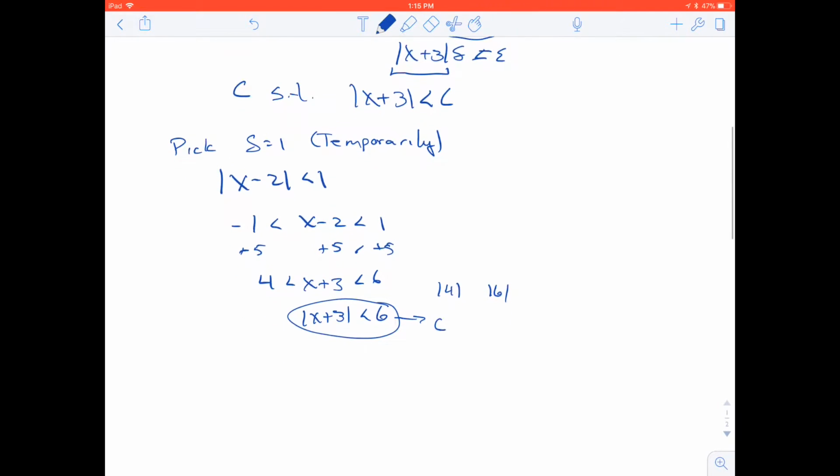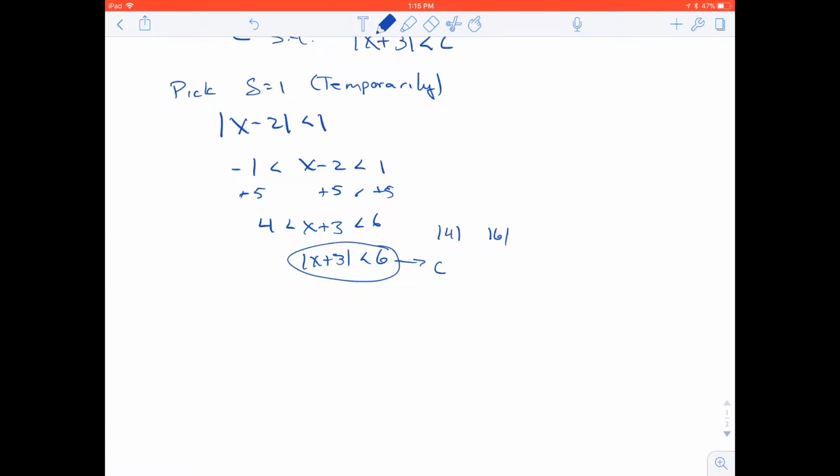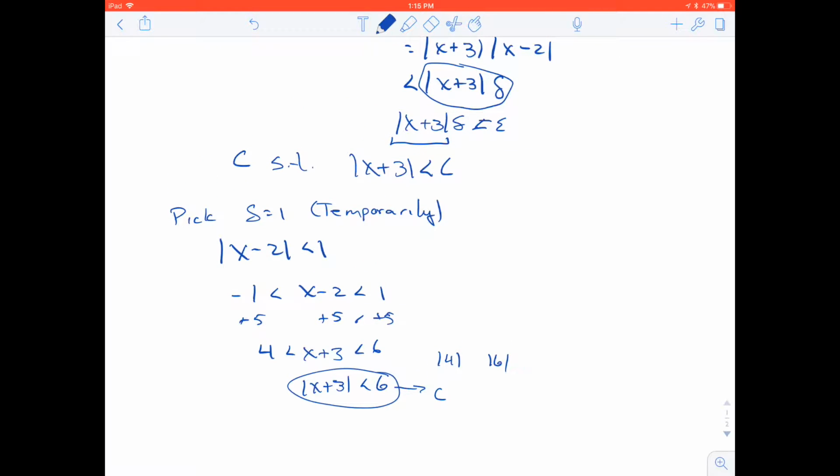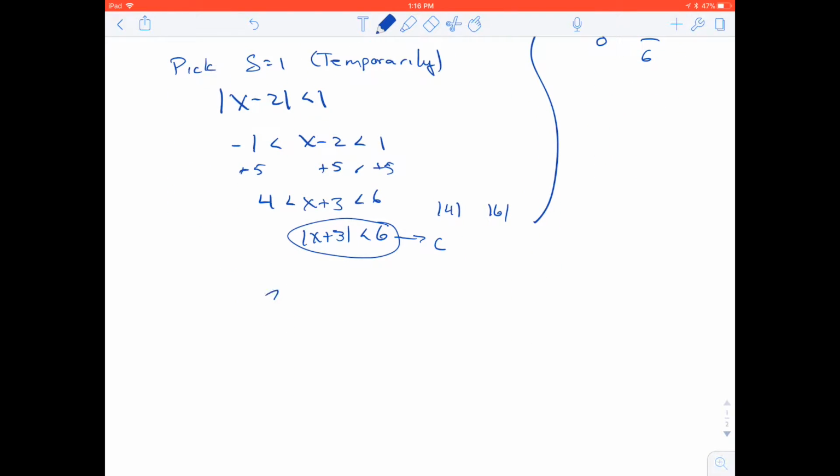Our 6. So we'll actually get up here that c times delta. So delta is equal to epsilon over 6 in that case. But because we have the two values of delta, we don't want delta actually to be equal to any one value. We want it to be the minimum of 1 and epsilon over 6. And now we can move on to the proof.